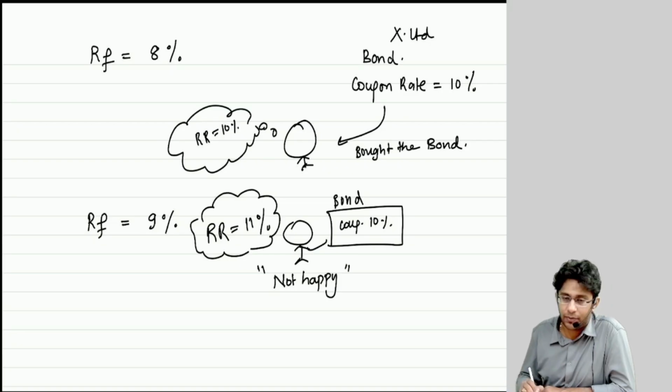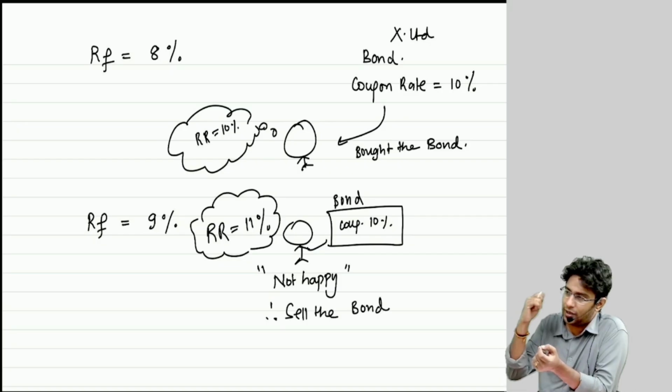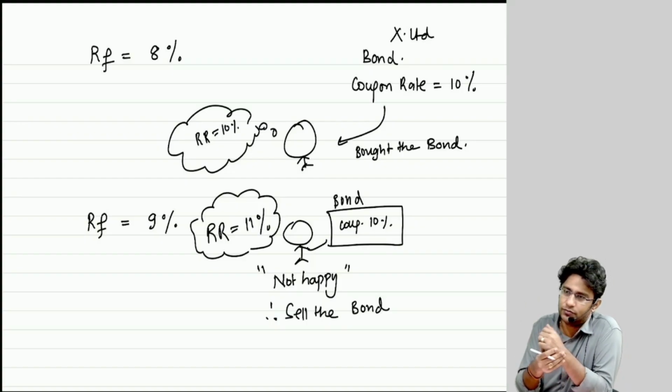Since he is not happy with the bond, this fellow will sell the bond. Next question. If he sells the bond, somebody has to buy, no? Who will buy? If he is not happy, nobody is happy, no? What will happen? The company will buy it back, no? Company says, don't show me your face in the next 5 years.